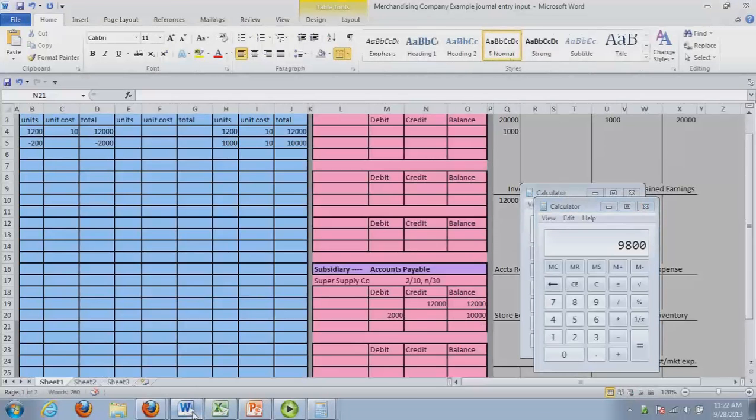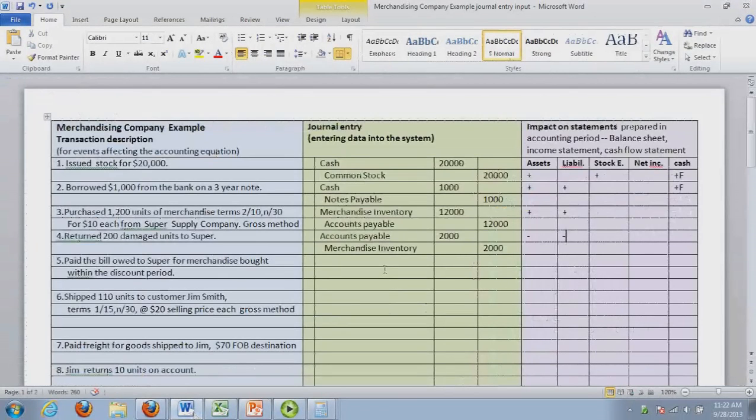So back to the journal entry, I'm going to debit accounts payable for the full $10,000. I'm going to skip a space and credit cash for $9,800. Okay, and we have the dilemma. So we obviously do have another account that we need to pick up. If you look at the amounts, we definitely need it on the credit side.